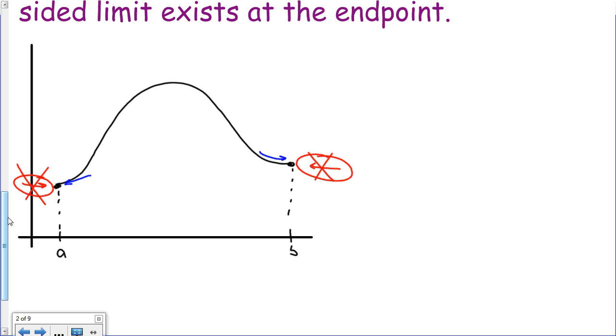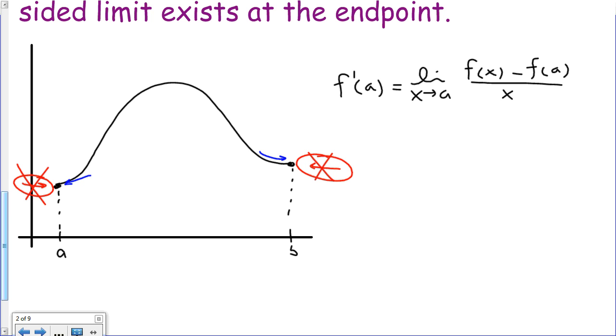And again, if you look at the definition of what a derivative is, let's take A for example. F prime of A would be defined as, remember your definition here, the limit as x approaches A of f of x minus f of A all over x minus A. And again, that's the limit of a slope. It's a limit of a difference quotient.